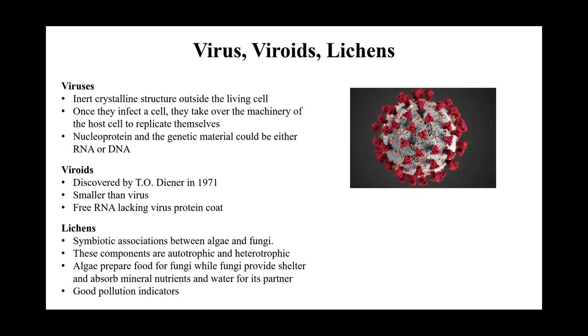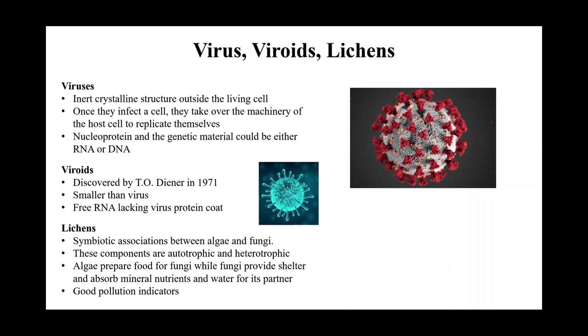So for example, viruses. These are inert crystalline structures outside. If they are outside the living cell, they are inert. They don't reproduce. But the moment they find a host to latch on to, they can infect this host, get into the host machinery, and then reproduce themselves. That's exactly the purpose of a living organism, to reproduce. Once they infect a cell, they can take over the machinery of the host cell to replicate themselves. They are also formed of nuclear material that could be RNA or DNA, single stranded DNA or double stranded DNA, similarly single stranded RNA or double stranded RNA.